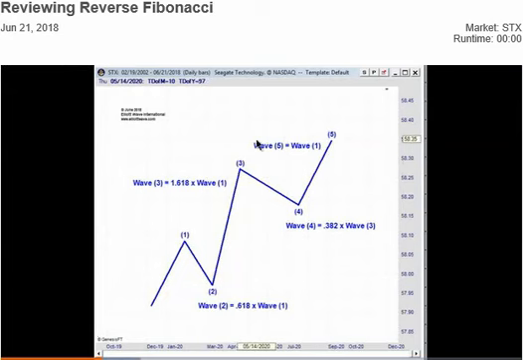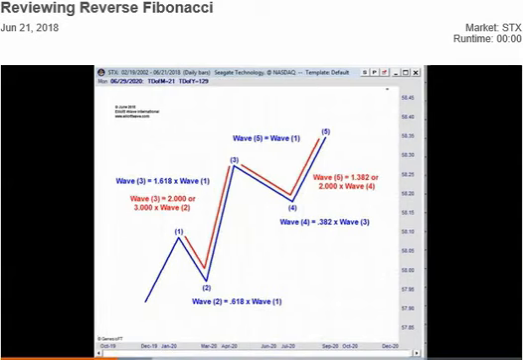Okay, now what exactly is reverse Fibonacci? This is a technique I developed back in the 2000 timeframe, so it's probably been about 18 years ago now, and I find it to be very useful, very simple, and also very effective. Now, what's the logic and what exactly is going on when I say reverse Fibonacci? Well, I think this slide kind of explains it.